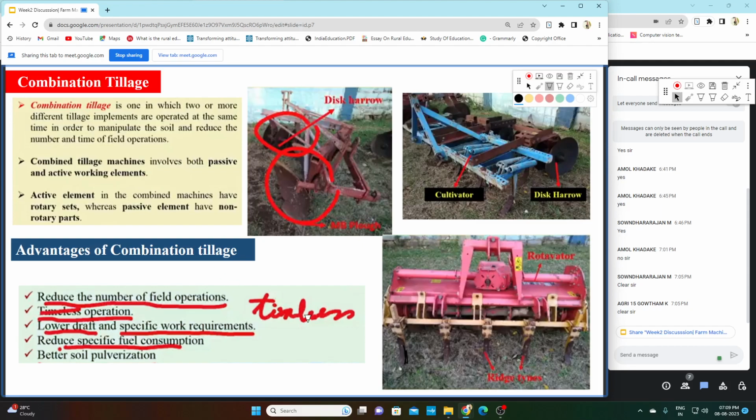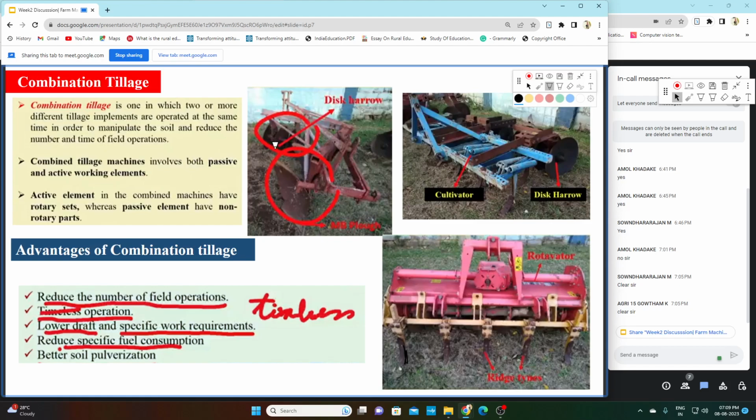Second, lower draft and specific work requirement. So see, if there is only one piece of equipment, like if there is only one MB plow, the force required to till the soil will be more for this MB plow. But now there is an MB plow and there is a disc plow.